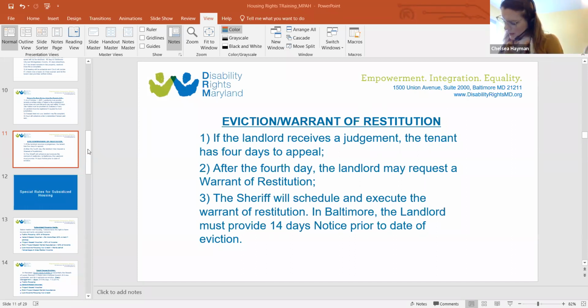We got a question about, is there any ordinance called a notice of good cause?